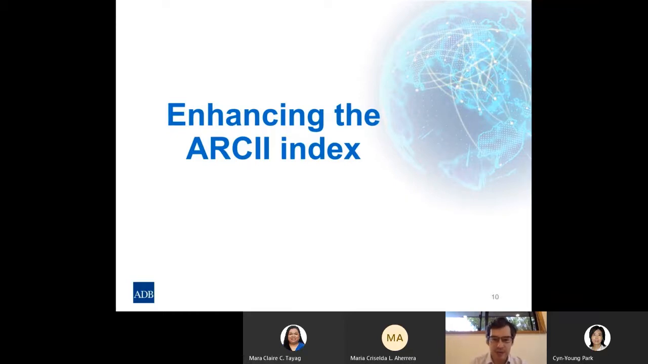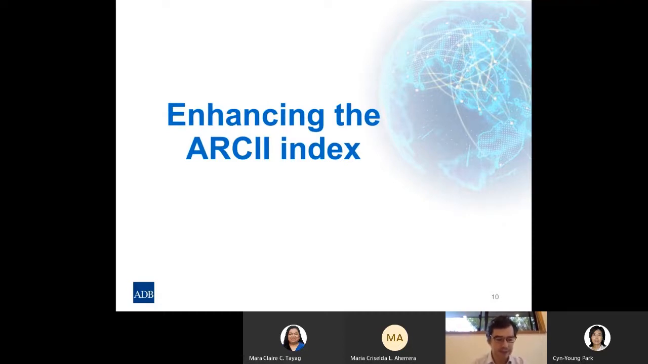The second objective of this project is to support and make the index more useful for the operations of ADB on regional cooperation and integration. And this involves consultation with the different departments who have used the index in the past and who have a demand for this type of indicators. So we are working with them to make the connection with their own priorities and needs clearer and more useful in the index.